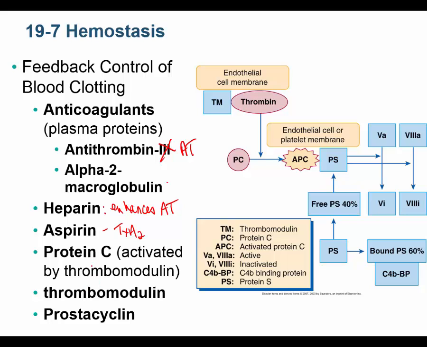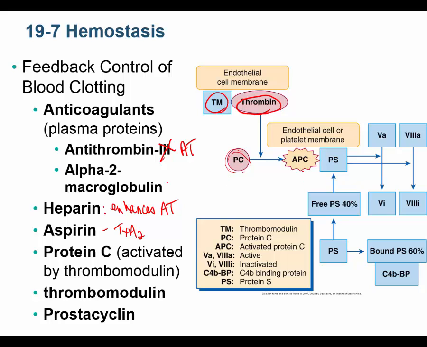Protein C and protein S are anticoagulants, and let me show you how they work. Even in the midst of making thrombin, which is a procoagulant, thrombin actually starts the anticoagulant pathway. Thrombin binds a thrombomodulin sticking off your endothelial cell membrane, and the thrombomodulin-thrombin complex activates protein C. By the way, protein C is vitamin K dependent as well.